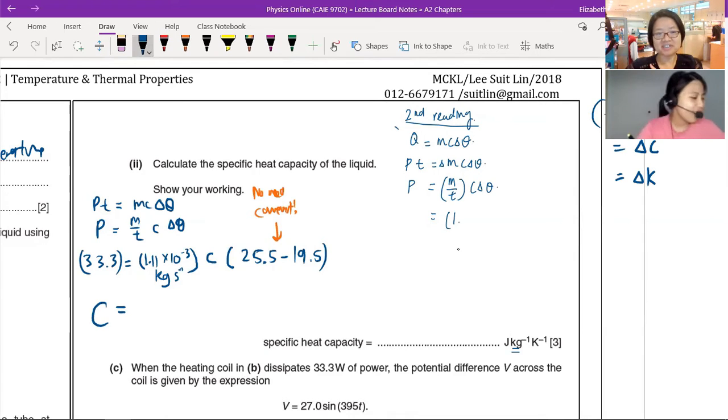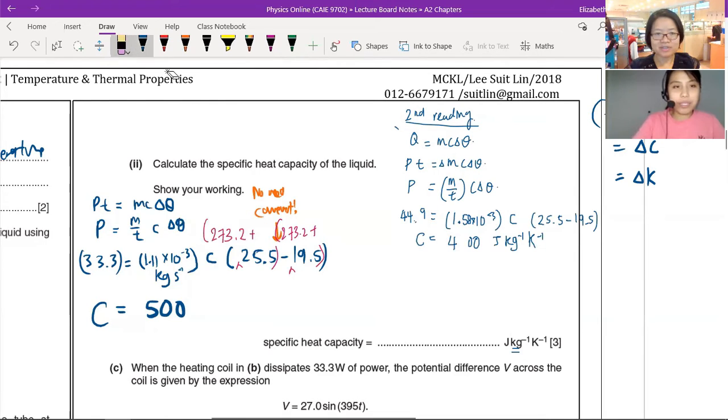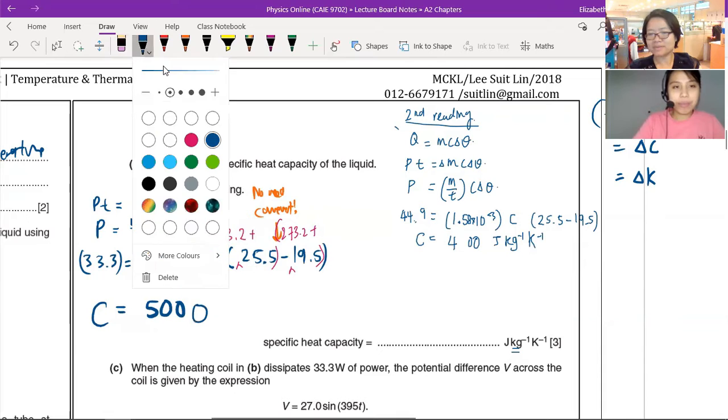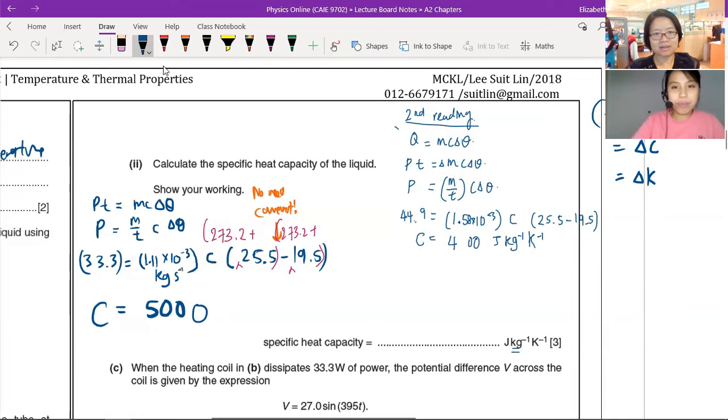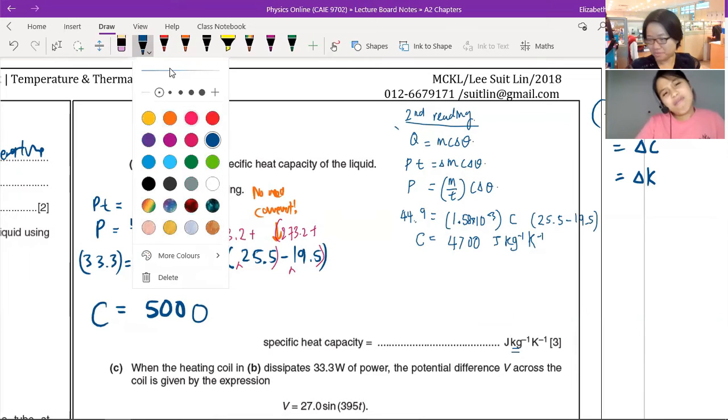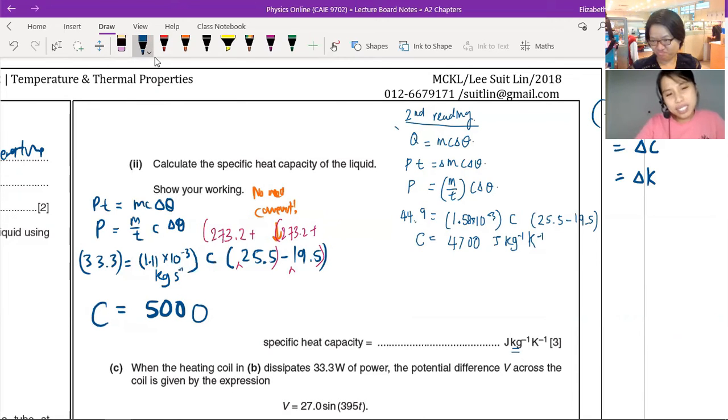Okay, what's the C value? No calculator again. 5,000. And the other one is... There's a small difference there. Is that negligible? Then which answer should I take? I don't think it's negligible. So why is there a difference, Miss? You take first reading, got a problem. You take second reading, they don't agree.